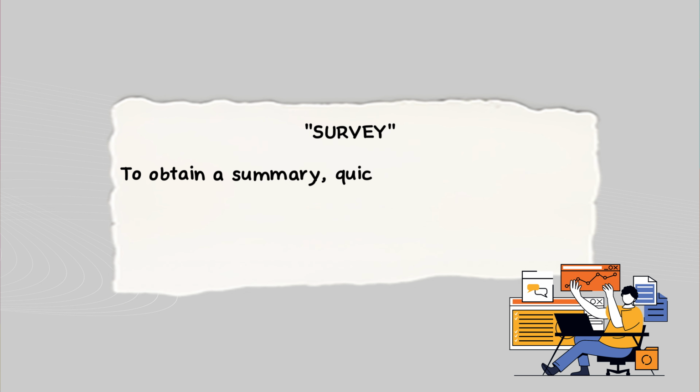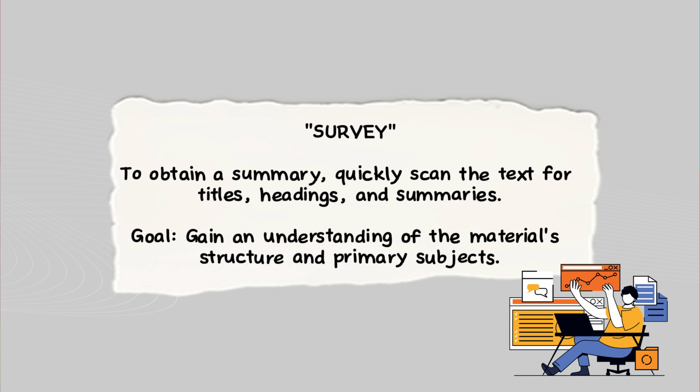So let's start with the very first step, and that is the S in SQ3R, which stands for survey. This step is all about getting a quick, high-level understanding before you dive deep into the details. Instead of reading every line, you skim the paper. You look at the title, the section headings, the subheadings, and any summaries that stand out. The goal here is not to understand everything yet.